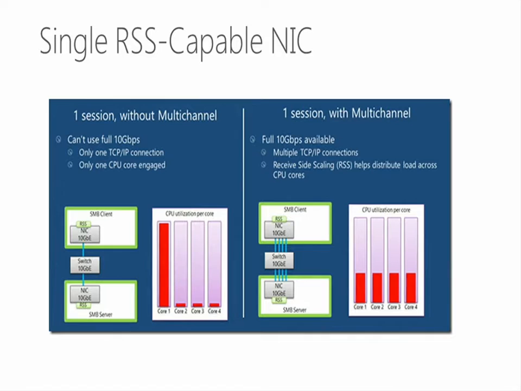So with a single RSS capable network card, it shows one session without multi-channel or one session with multi-channel. So we can actually have multiple cores using the same network card with multi-channel capabilities. This is a slight improvement over the traditional network card, but again doesn't prevent the single point of failure, but we can get full throughput of our 10 gigabit network card.